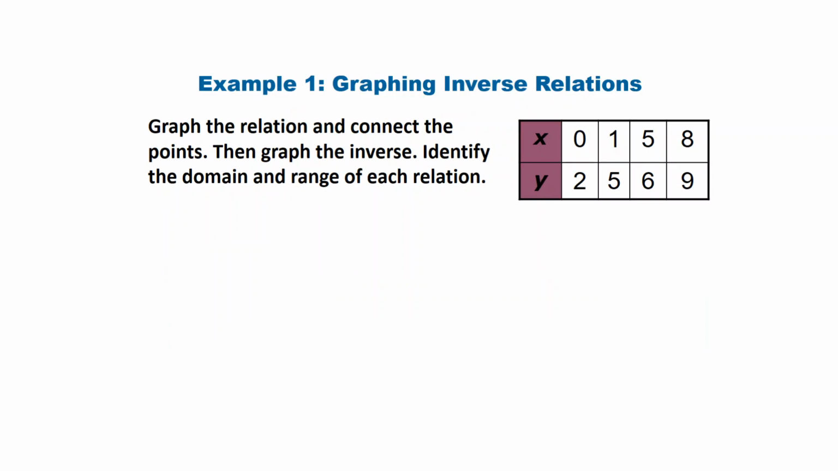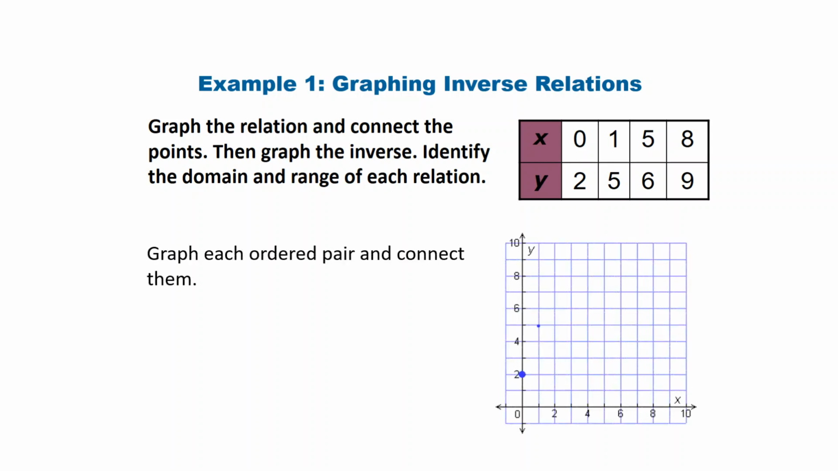In example 1, the instructions tell us to graph the relation and connect the points. Then we're to graph the inverse. Then finally, identify the domain and range of each relation. So we're given this set of x and y values, and let's graph them first. And so you see (0, 2), (1, 5), (5, 6), and (8, 9).